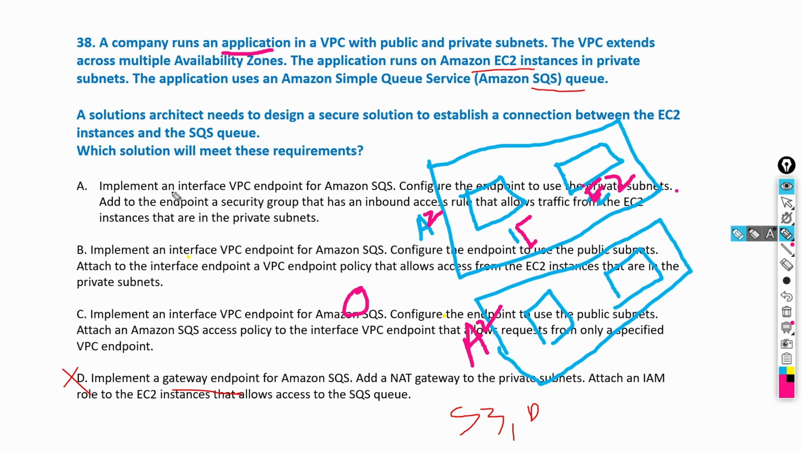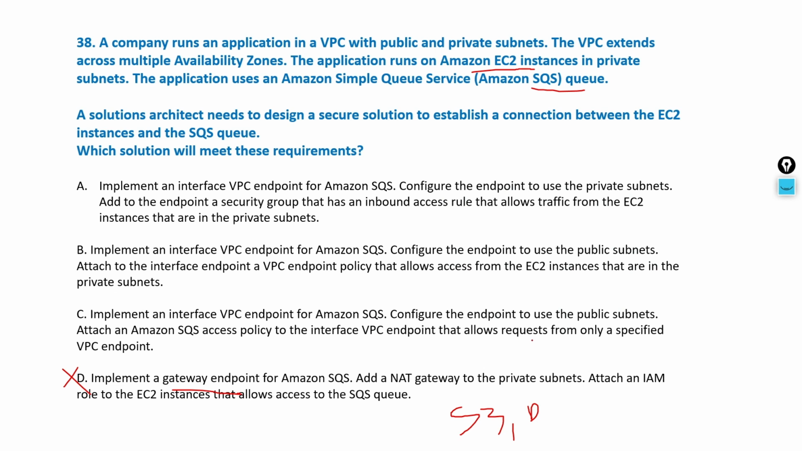Now if you see options A, B, C: it says SQS access policy, apply to the interface VPC endpoint, and to make the VPC endpoint allow requests only from specific sources. This is also wrong, not the correct one. A VPC access policy is not going to help us. And here also the VPC endpoint policy is not correct. A VPC endpoint policy does not support all services actually. So this is also not needed.